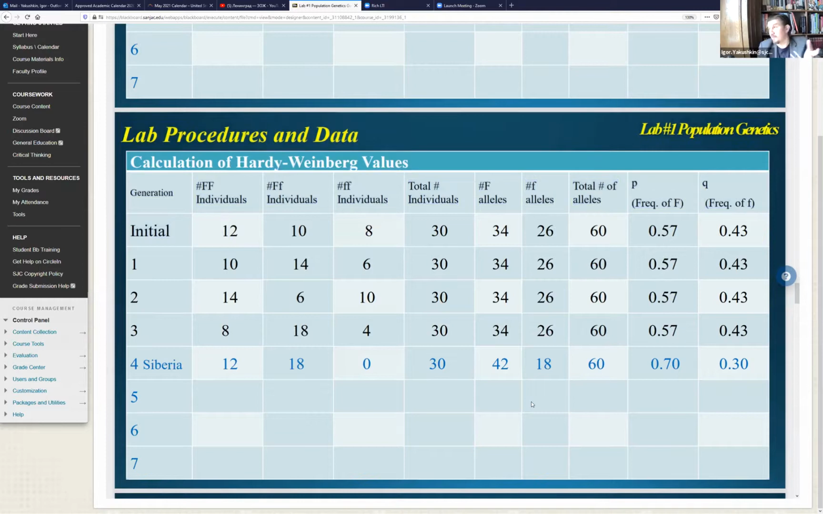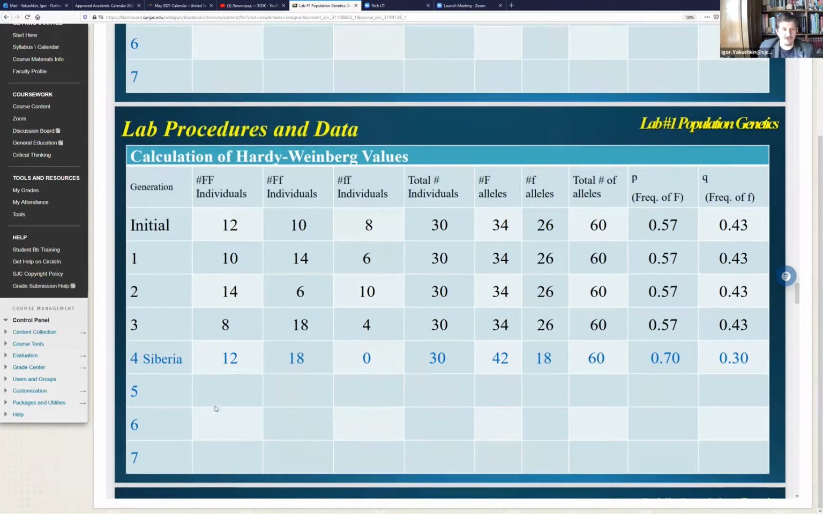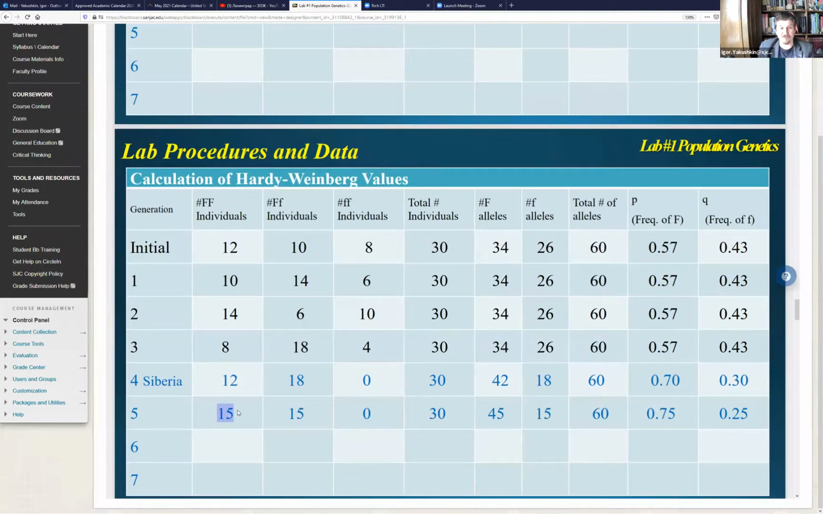So we'll continue. Maybe it was again a fluke. We continue to do the same thing. With the 5th generation, it ended up being 15 capital F individuals and 15 lowercase f individuals. 0 bunnies because they died off. Still 30. They reproduce to the carrying capacity of the population. Now, the number of capital F alleles is 45, the number of lowercase f alleles is 15. Still a total of 60. Now we are at 75 and 25.